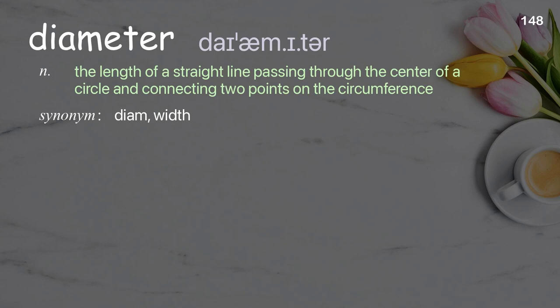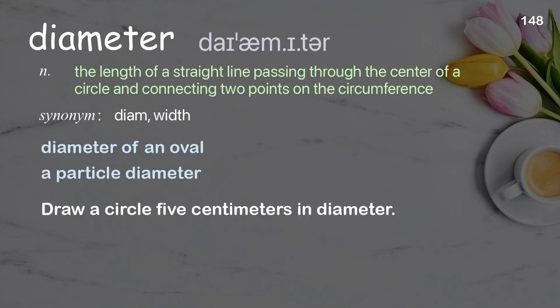Diameter. The length of a straight line passing through the center of a circle and connecting two points on the circumference. Examples: diameter of an oval, a particle diameter. Draw a circle 5 centimeters in diameter.